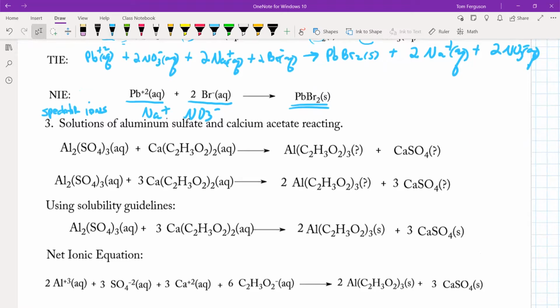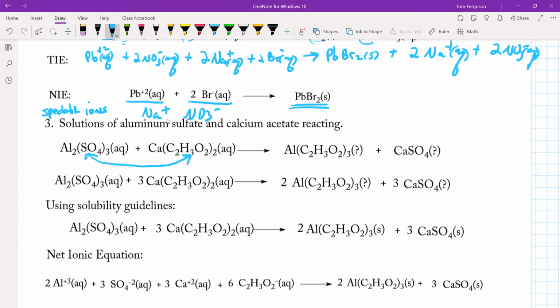Okay, let's look at this. We have aluminum sulfate and calcium acetate. Does anything happen when we mix those two together? Solubility table. Okay, so we're going to swap the anions. So the sulfate and the acetate get swapped.